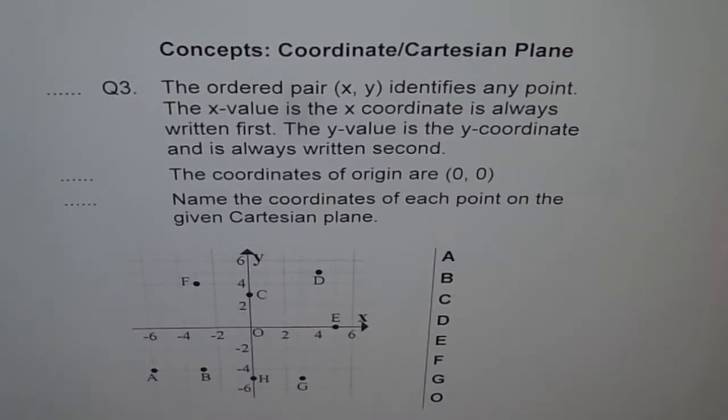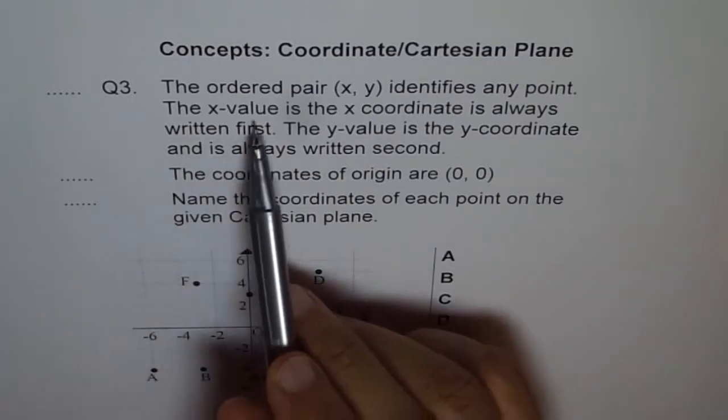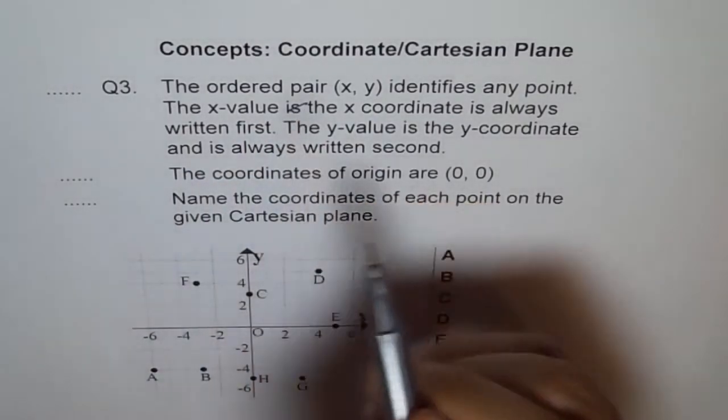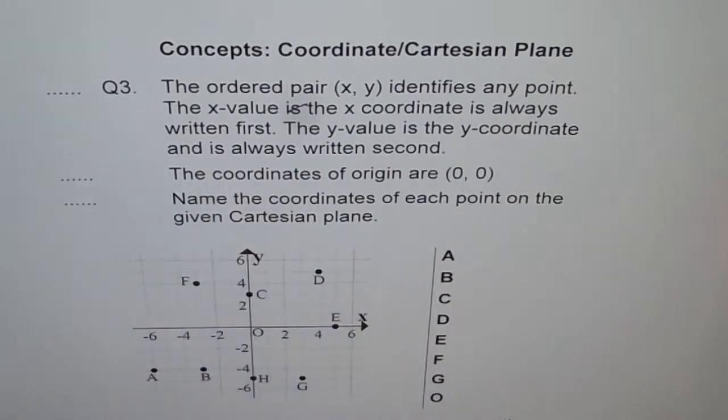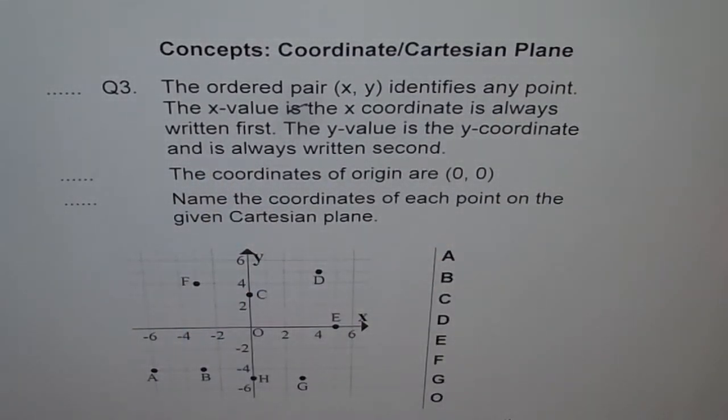Question 3. The ordered pair (x, y) identifies any point. The x value is the x coordinate. The x coordinate is always written first.